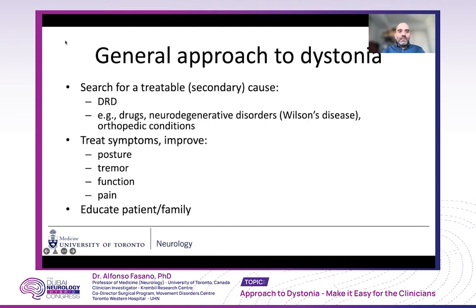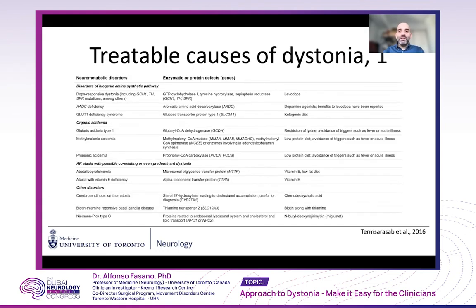Let's now talk about the approach to dystonia. So the general approach is important. First, you need to look for treatable causes of dystonia. Then, depending on the type of distribution, you might decide whether to use drugs or topical injections of botulinum toxin. And more importantly, you need to educate the patient and the family, because dystonia is still a really rare disease, and not many physicians or even neurologists are familiar with this condition.